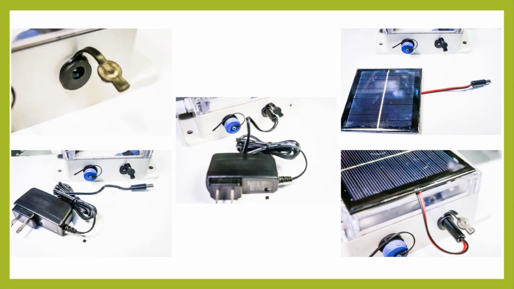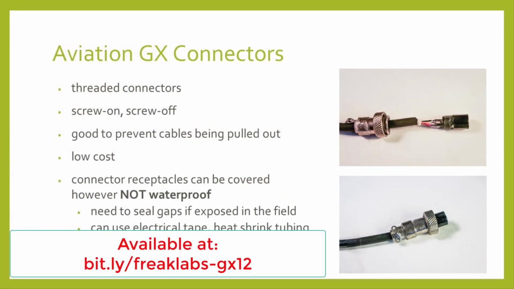Here's a shot of how a panel mount barrel jack connector looks when it's mounted on an enclosure. It allows for easy access to plug in an AC/DC adapter, say to charge a battery. It's also handy for plugging in a solar panel to charge the system. You'd have to add additional sealant to the interface between the connector and the plug, since it's not a waterproof interface though. Aviation connectors refer to a family of threaded external connectors.